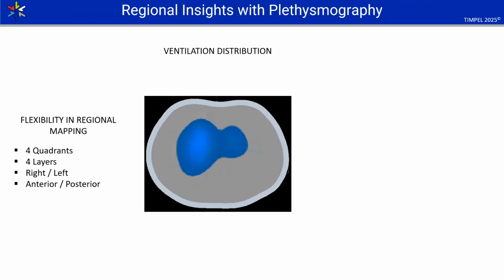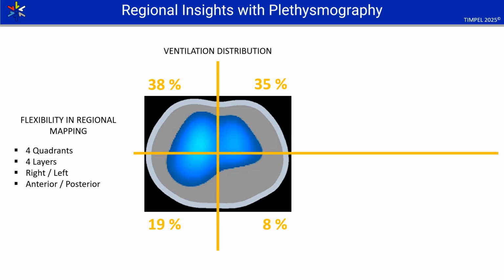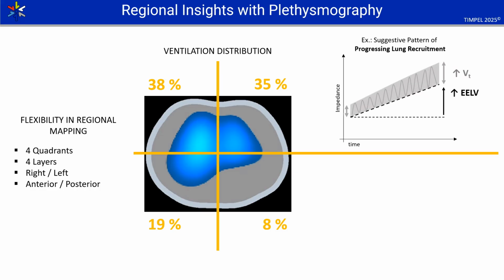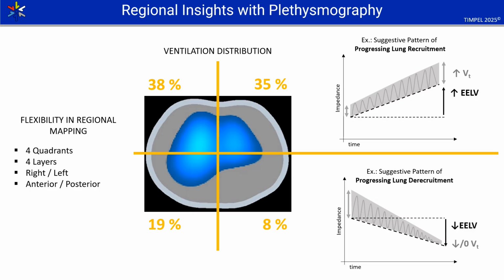Ventilation distribution images can be segmented into quadrants, layers, right-left, or anterior-posterior regions. Quantifiable by percentage of ventilation distribution, allowing regional analysis. For instance, a slight increase in PEEP may show ongoing opening of the anterior left quadrant, while posterior left region may continue collapsing. When might such a situation occur?